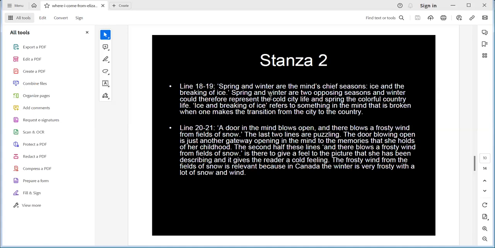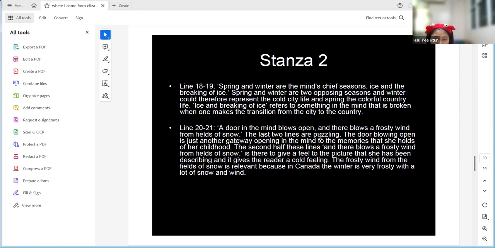The last part. You have already read about spring and winter, the difference. Now, lines 20 and 21. Su Yitong, can you read lines 20 and 21? A door in the mind blows open, and there blows a frosty wind from fields of snow.